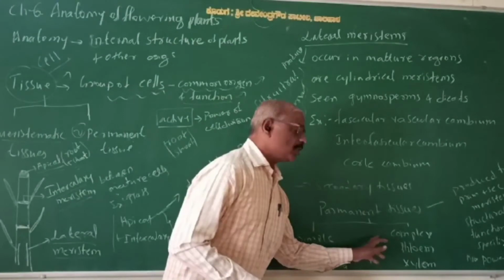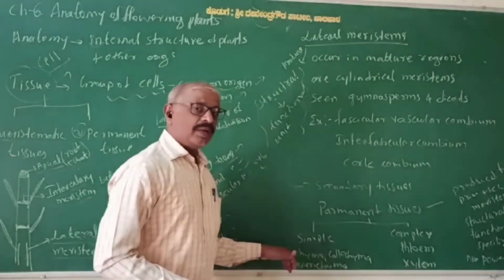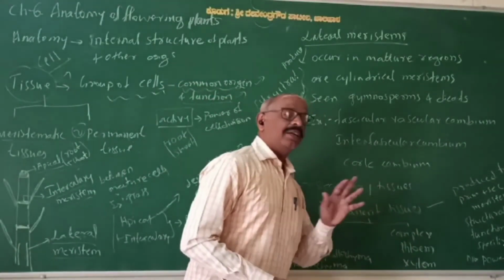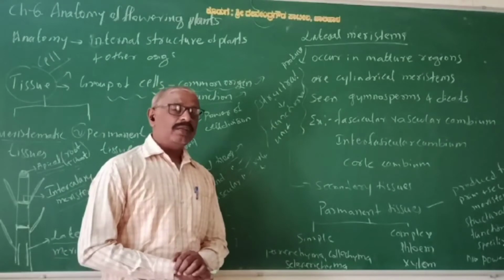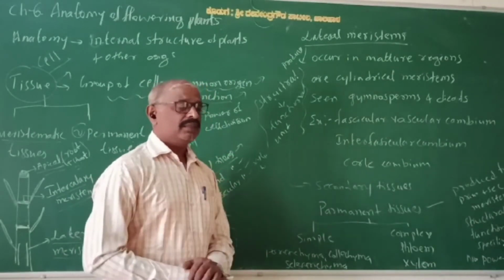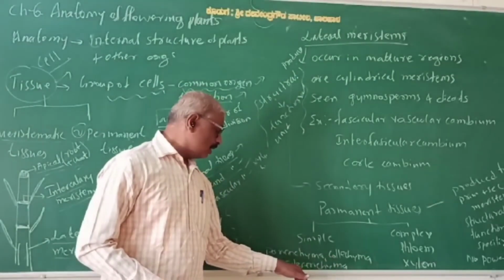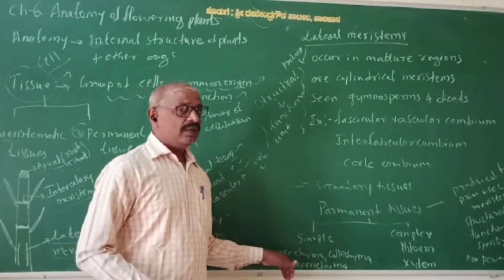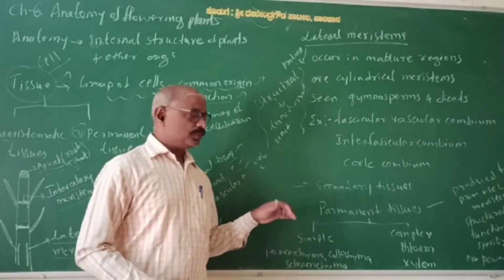These permanent tissues are based on simple permanent tissues and complex permanent tissues ಅಂತ ನಾನು ಹೇಳ್ತಾ ಇದ್ದೀನಿ. Simple permanent tissues means only one kind of cell is present. So ಅದರೊಳಗೆ ಪೆರೆನ್ಕೈಮಾ ಅಂತ ಬರ್ತದೆ, ಕೊಲನ್ಕೈಮಾ ಅಂತ ಬರ್ತದೆ, ಸ್ಕ್ಲೆರೆನ್ಕೈಮಾ ಅಂತ ಬರ್ತದೆ. You have studied in your high school level. That's concerned with the simple permanent tissues.